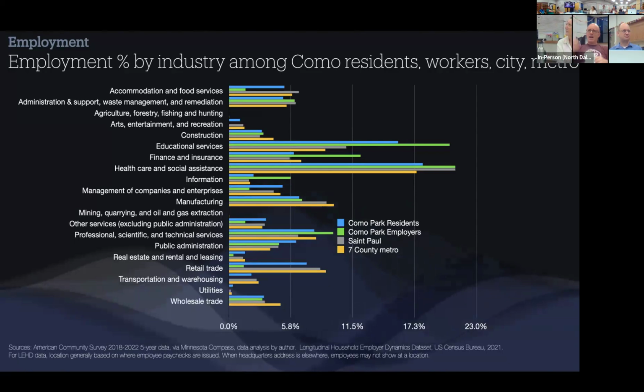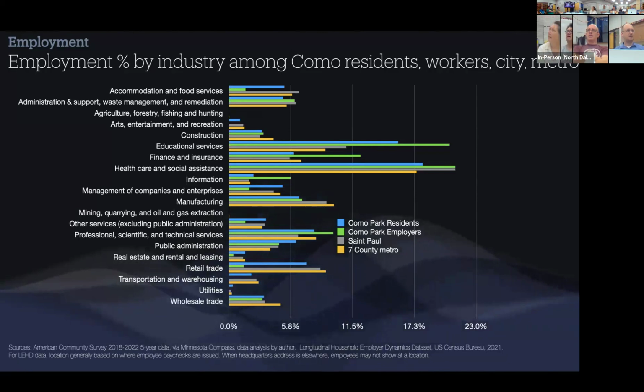Is that reflected in... where do government employees fit in? I suppose they're kind of government, or public administration, which is sixth up from the bottom. Would that include teachers? No, teachers, I think, would go under educational. Oh, okay. And we are the highest.